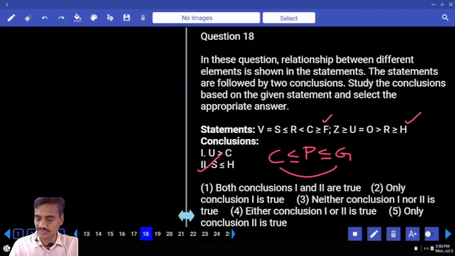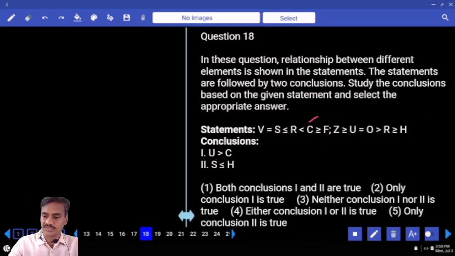And next one, 18th one, U and C. Now C is here and U is here. Which element is common? R. R lesser than C and U greater than R. Now between U and R, two opposite symbols, no relation. Next one, S and H. S is here, H is here. And which element is common? R. S lesser than or equals to R, R greater than or equals to H. And so what is your answer here? Neither 1 nor 2. Choice 3, question number 18.